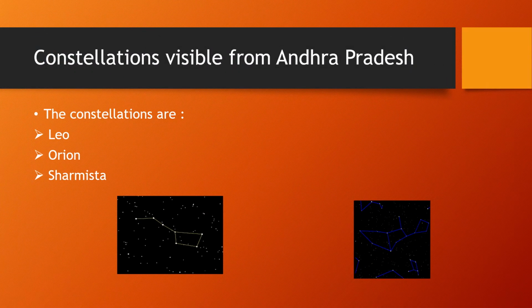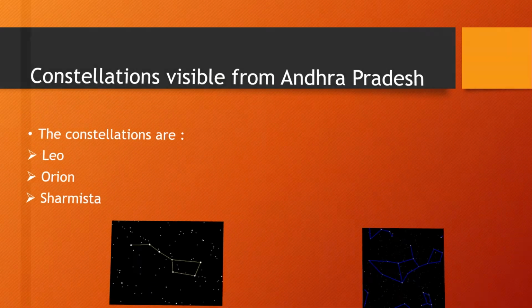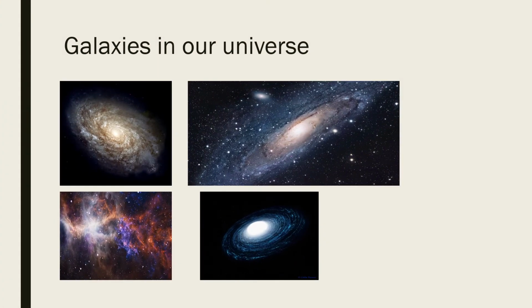Now I am going to show you the pictures of constellations visible from Andhra Pradesh. You can see them on the slide. The constellations visible from Andhra Pradesh are Leo, Orion and Sharmistha. Now you can see some galaxies in our universe present on the slide.